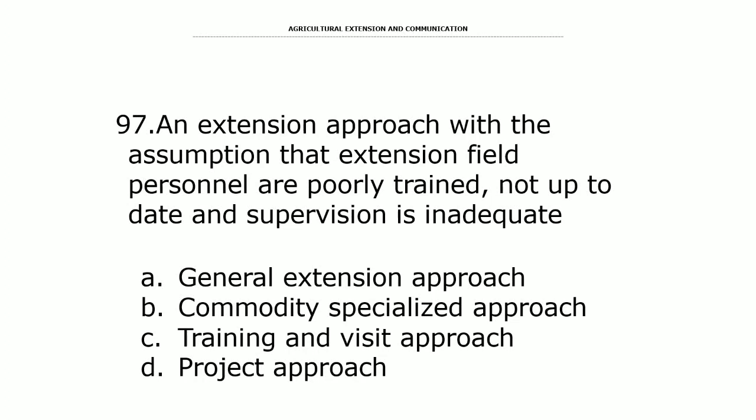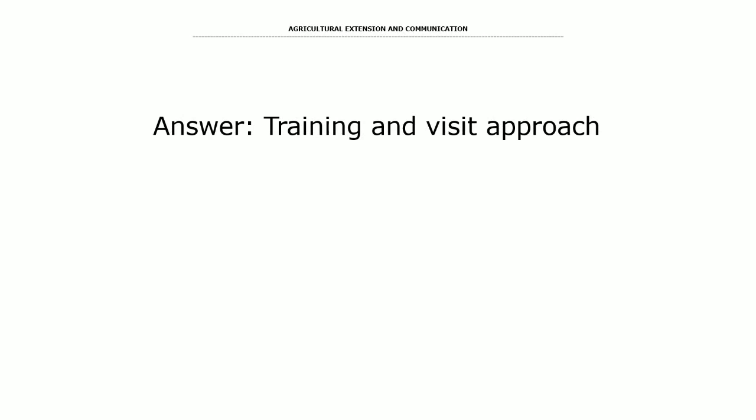Number 97. An extension approach with the assumption that extension field personnel are poorly trained, not up to date, and supervision is inadequate. A. General extension approach. B. Commodity specialized approach. C. Training and visit approach. Or D. Project approach. The answer is training and visit approach.